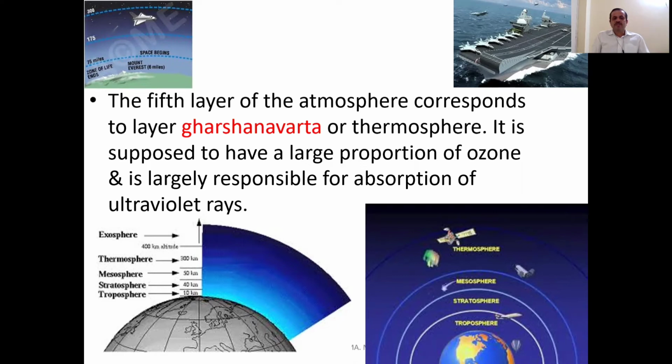Troposphere, stratosphere, mesosphere, thermosphere, exosphere. These are the different layers. So Gharshana Varta, or the thermosphere, is supposed to have a large proportion of ozone and is largely responsible for the absorption of ultraviolet rays.